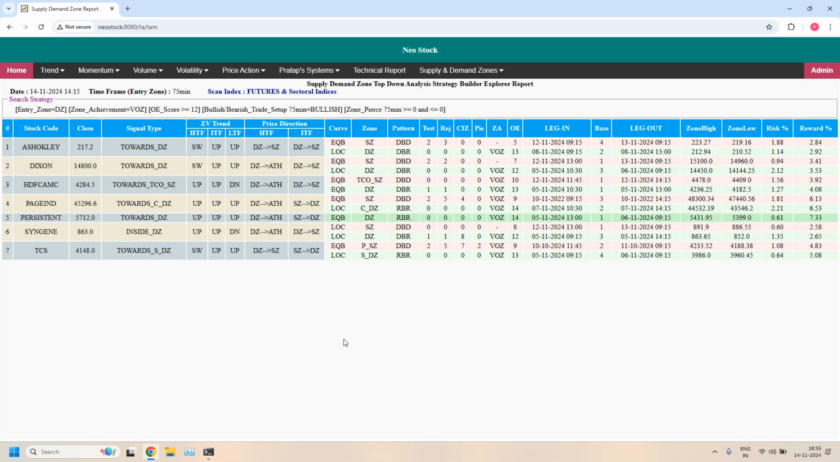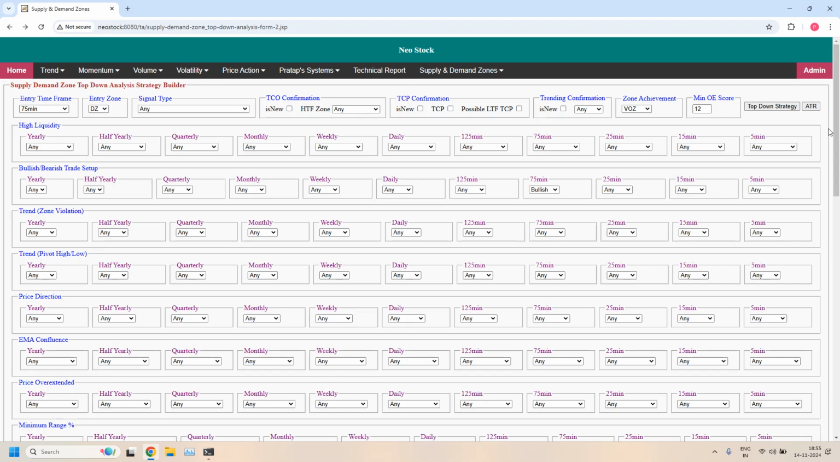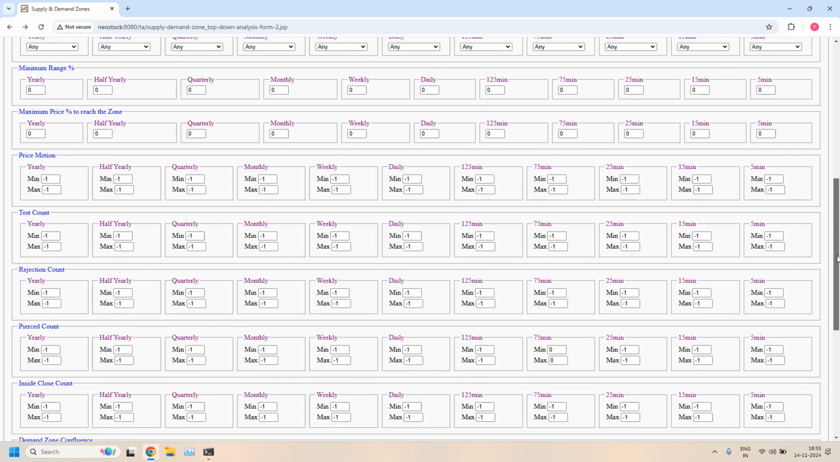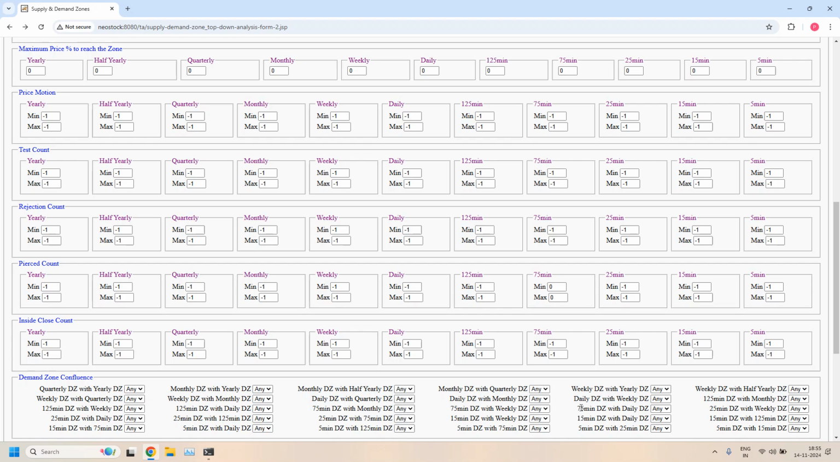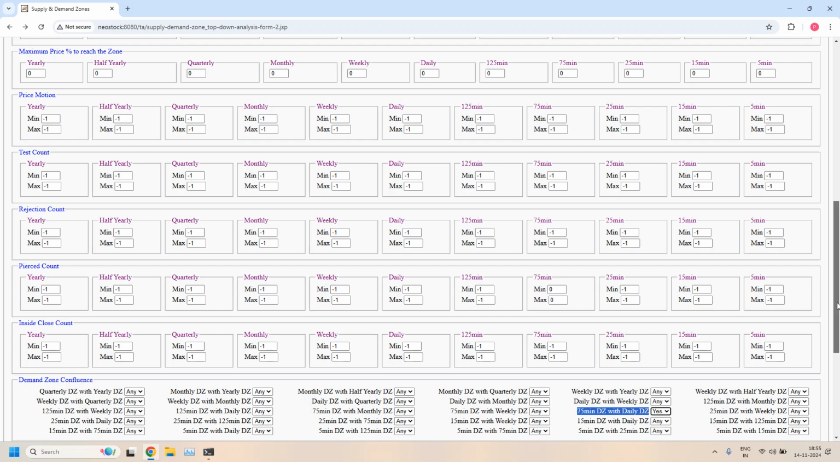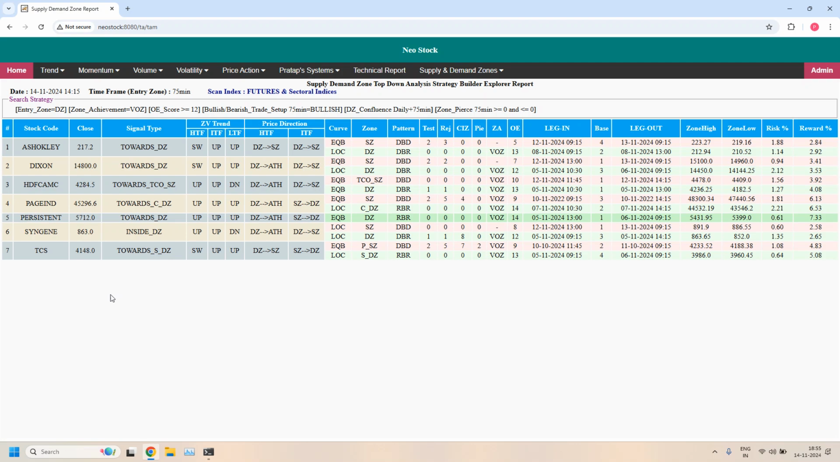How many of these 7 stocks are having confluence, demand zone confluence? That is LTF and ITF demand zone confluence. That is 75, LTF is 75, ITF is daily. So 75 minutes demand zone with daily demand zone confluence filter is enabled. With this filter, we got all 7 stocks. In all these 7 stocks, the 75 minutes entry zone is a part of the daily zone, and daily trend is uptrend in bullish trade setup.